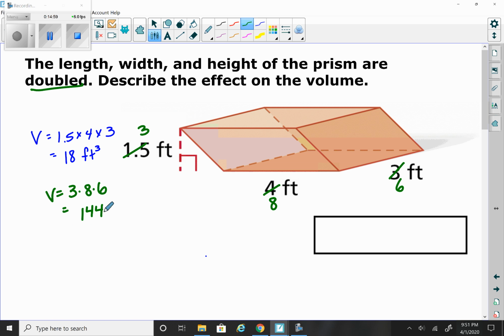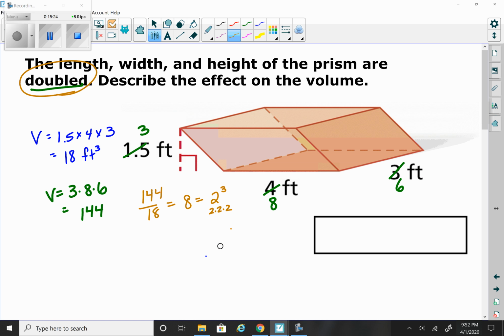So what effect did this have on our volume when we doubled the side lengths? If we took 144 divided by 18 on our calculator, that's 8. Again, we doubled our values. So think about it, 8 is the same as 2 cubed, right? 2 times 2 times 2 is 8.